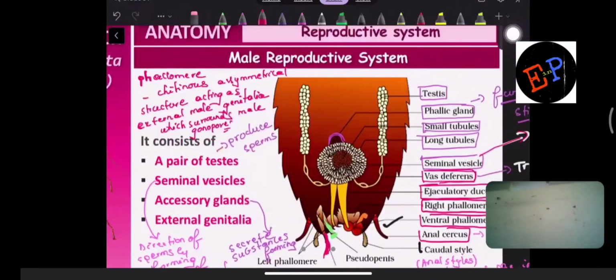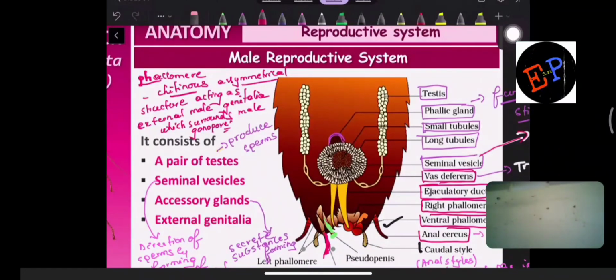Now see, therefore here also I have written phallomere. It means what? Chitinous asymmetrical structure acting as external male genitalia which surrounds the male gonopore. Gonopore is nothing but the hole or the aperture which is present. So surrounding this male genitalia you can find this phallomere.